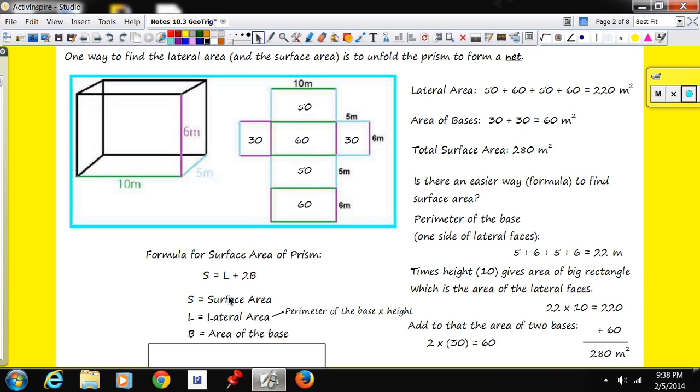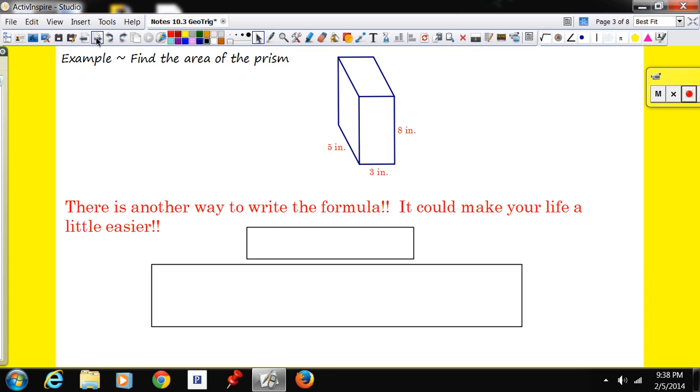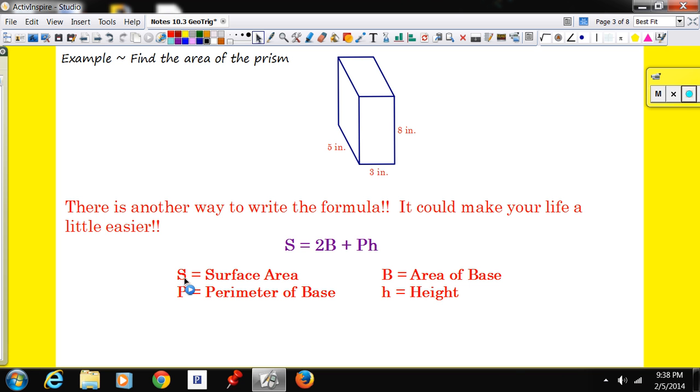So let's apply this formula to an example here. Find the area of this prism. It's got a 3, an 8, and a 5. So let's see how it looks. We know the formula is right here. So we have 2 times the area of the base plus the perimeter of the base times the height. Remember I said the 2B, or to get the lateral area, the L, you do the perimeter of the base times the height. So your S is your surface area, your P is your perimeter of the base, your B is the area of the base, and the H is the height.